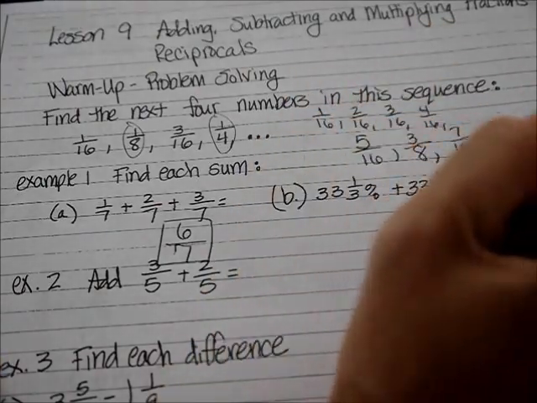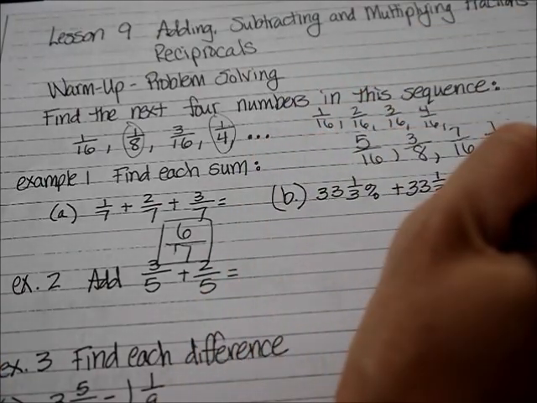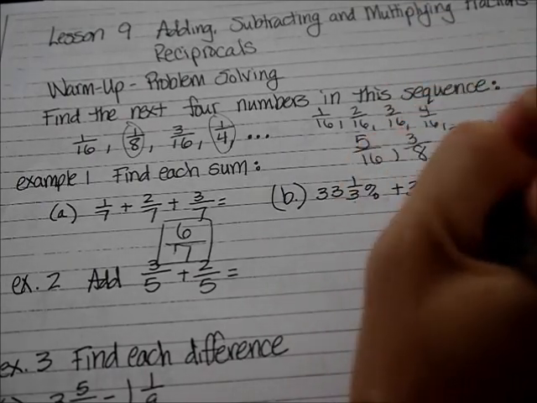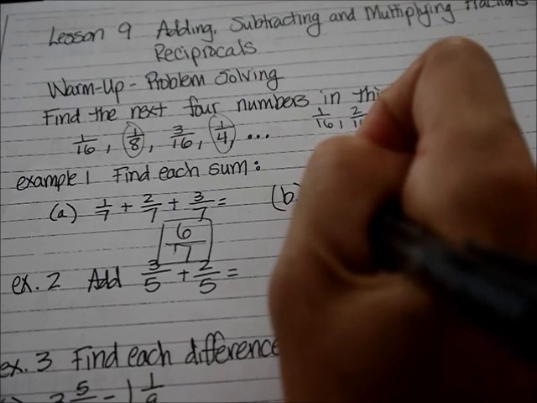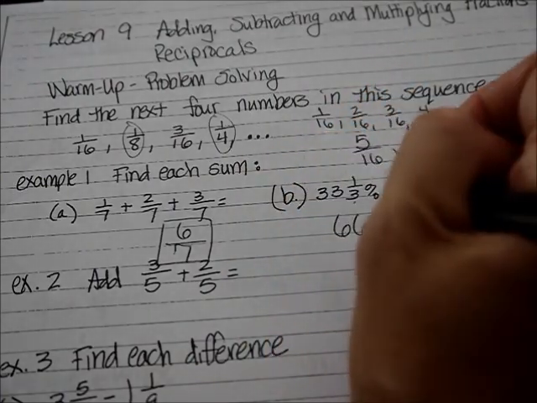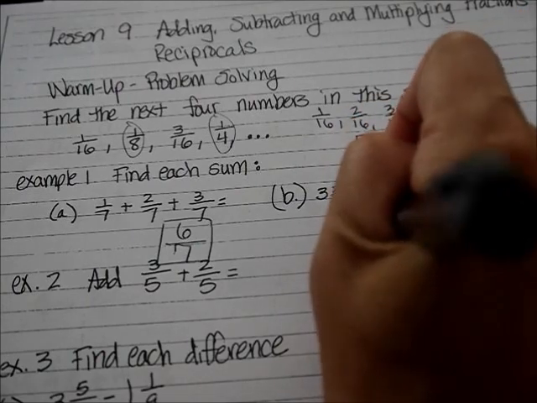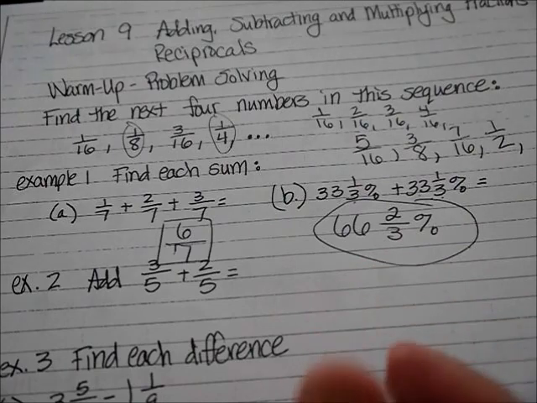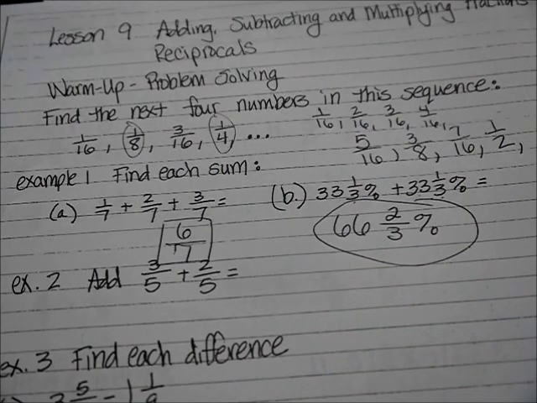Now, if we are going to add percents, it's the same deal. 33 1/3 plus 33 1/3. Because we have the same denominators, we could go ahead and add the whole numbers, which would be 66. And then 1/3 plus 1/3, since they have the same bottom, is 2/3. So when we add those, we get 66 2/3%.